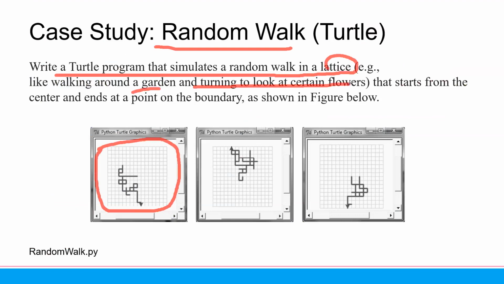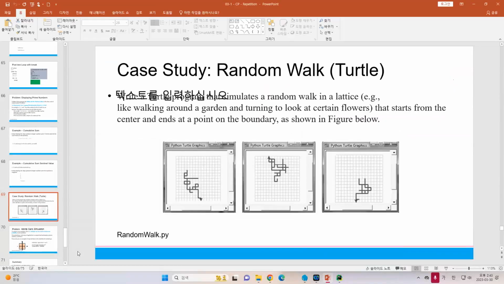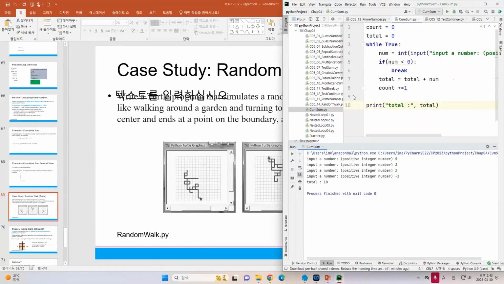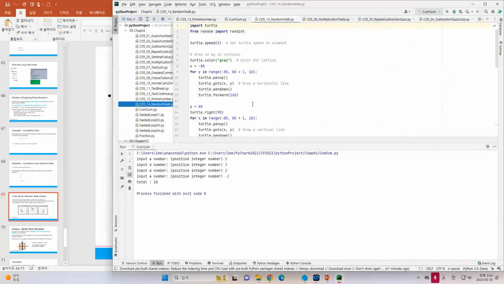And then let's look at how we can look at this garden by walking through the garden randomly. So it can start from the center and end at a point on the boundary. So it can be in any point. So let's see. There's one example, random walk. So yeah, you can look at this one. Okay. So it is based on the random number, and the random number, yeah, because it is random.